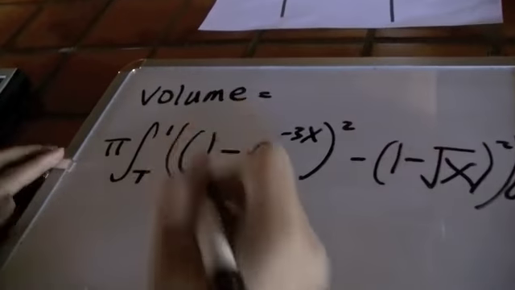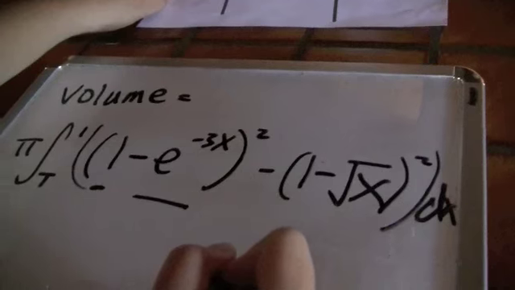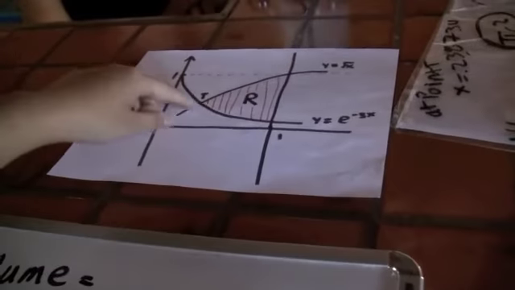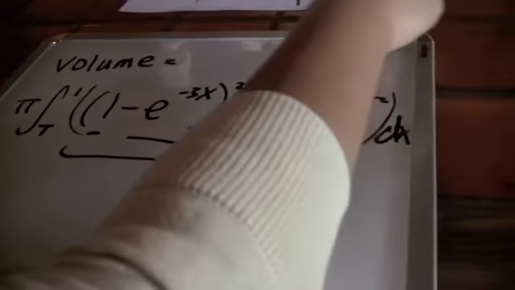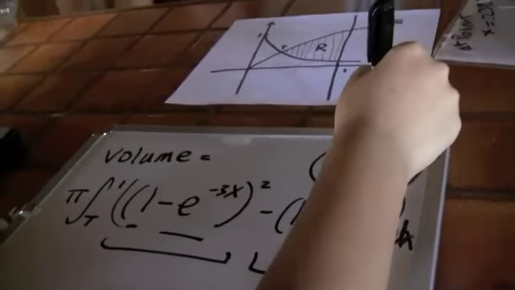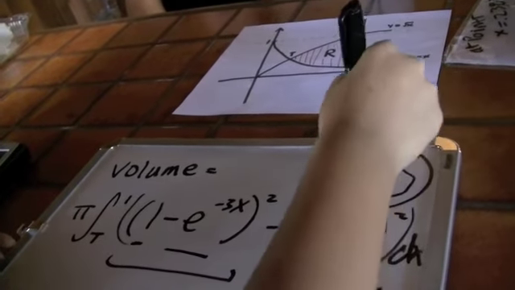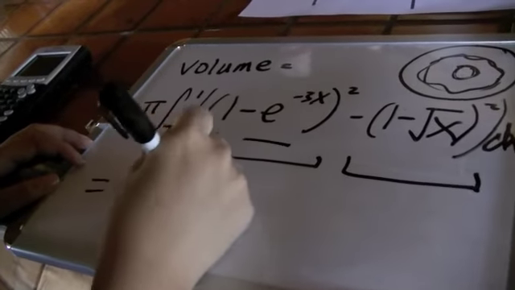You use 1 because y equals 1, and then e to the power of negative 3x is first because this curve is farther from the line y equals 1. And for this part, you will get the outer side of the donut. And for this part, you get the inner side of the donut. And you use this outer part minus the inner part, you get the volume of this donut. And then your final answer will be 1.423.